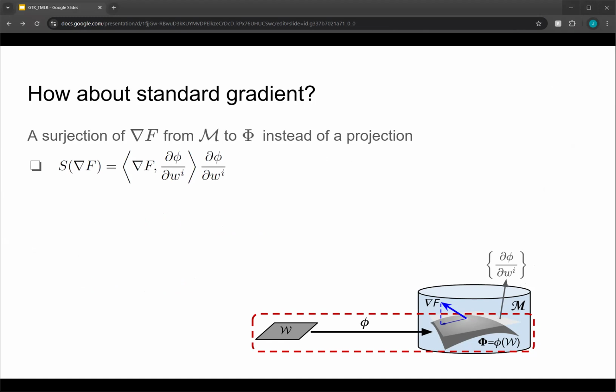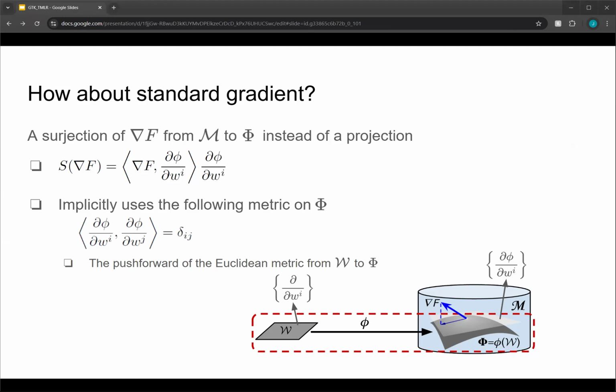We have been talking about natural gradient, but how about standard gradient, which is the default gradient used everywhere in machine learning? It is actually a surjection of grad F from M to big Phi, instead of a projection as in the natural gradient case. Again, this surjection can be represented in the right-hand side of this formula using the push-forward basis d phi/dw_i. This formula implicitly uses the following metric on the tangent space of big Phi, that is, inner product of d phi/dw_i and d phi/dw_j equals delta ij.